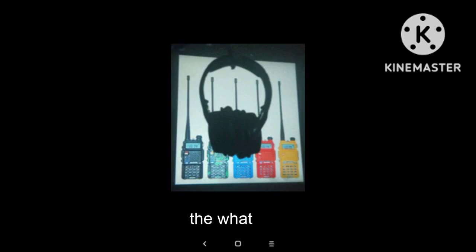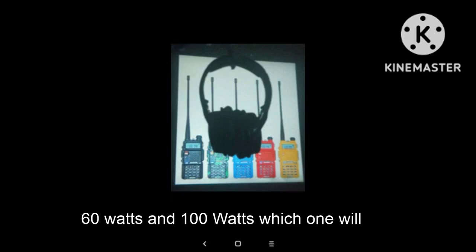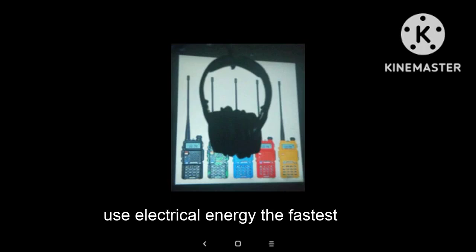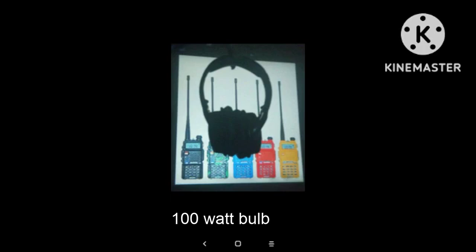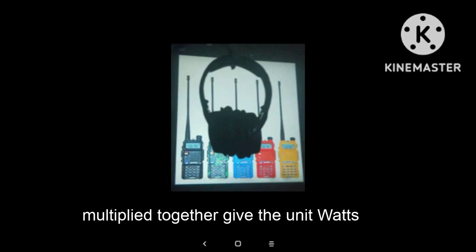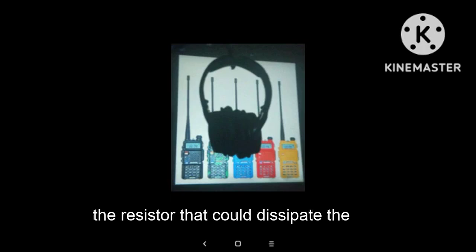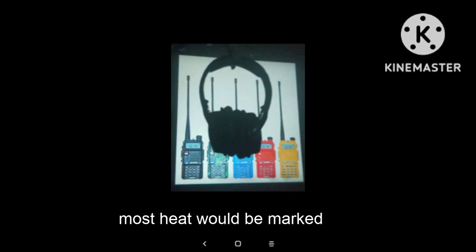The watt. Number 9. If you have light bulbs marked 40 watts, 60 watts, and 100 watts, which one will use electrical energy the fastest? 100-watt bulb. Number 10. Which two electrical units multiplied together give the unit watts? Volts and amperes. Number 11. The resistor that could dissipate the most heat would be marked 20 watts.